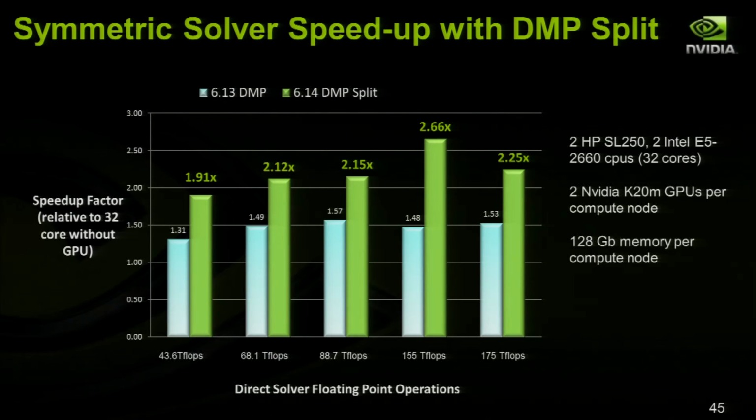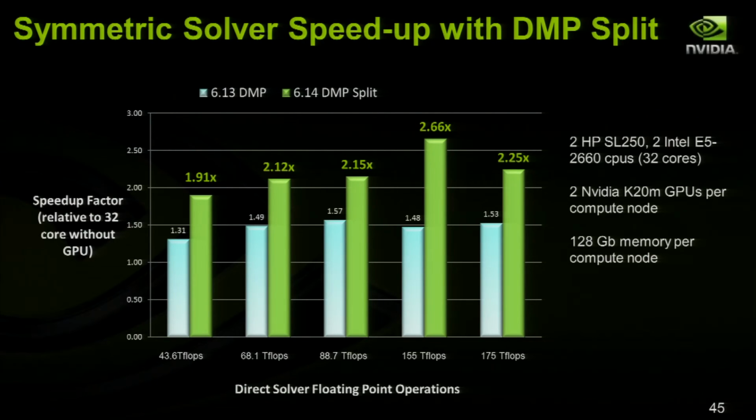So also, I just want to highlight the performance with this new DMP split feature. The DMP split feature is already implemented on CPUs, and it has been available for a long time. But in 6.14, it's going to be also available for GPUs. And this performance is run over many cases. I'm not explicitly going to describe each case, but these are all ordered by the factorization requirements.